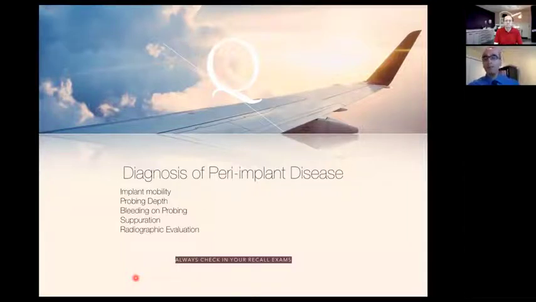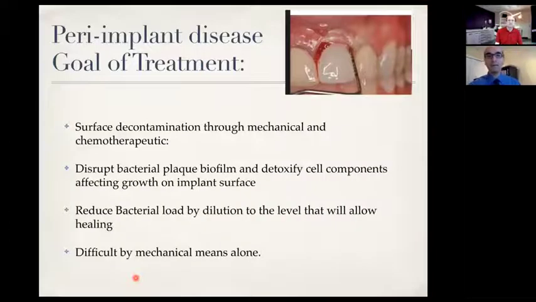Bleeding on probing: if bleeding on probing is not present, it shows health, but presence of bleeding on probing shows inflammation. Presence of suppuration, if we see suppuration coming out, it's not a good thing. It's something that we need to intervene on. Radiographic evaluation as well, to see if there is any bone loss or any progressive bone loss relative to the radiographs that we have at the baseline.